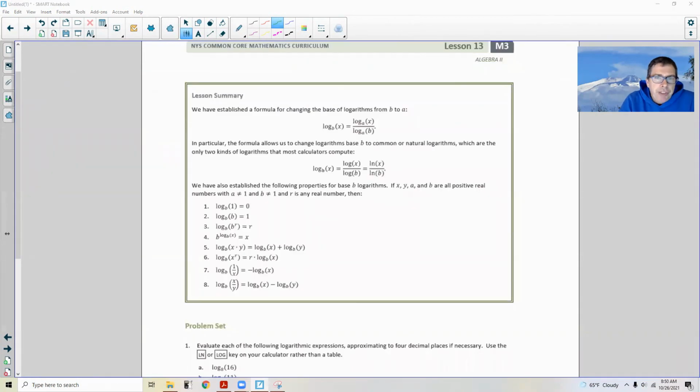Okay, page 5 brings us to the end of lesson 13. Review the lesson summary, all of these rules, and go to your problem set.